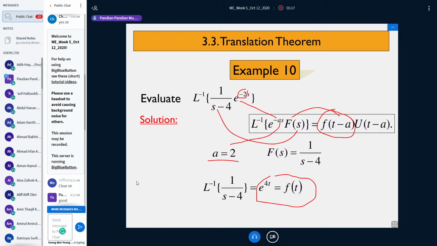Yeah, this is the last slide for the translation theorem.